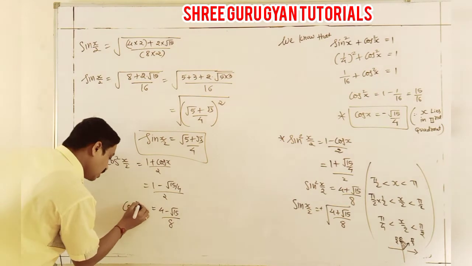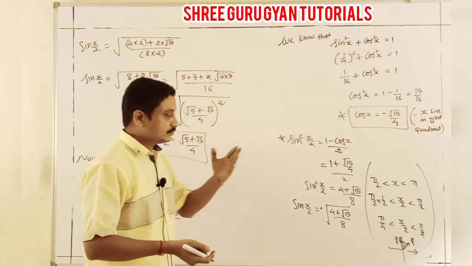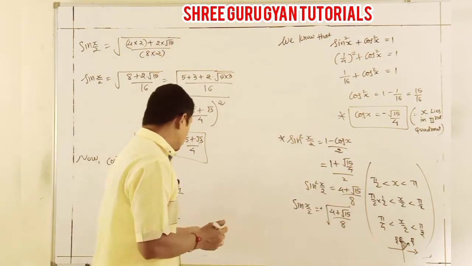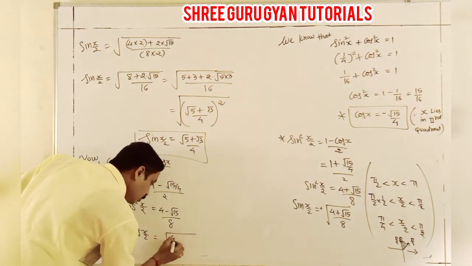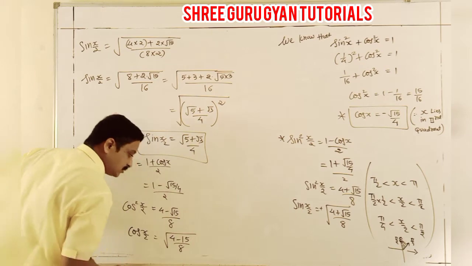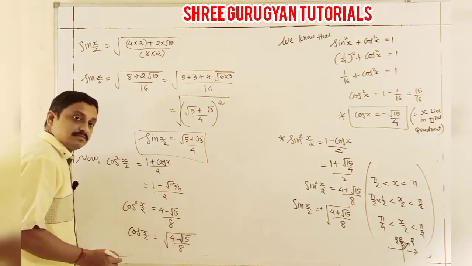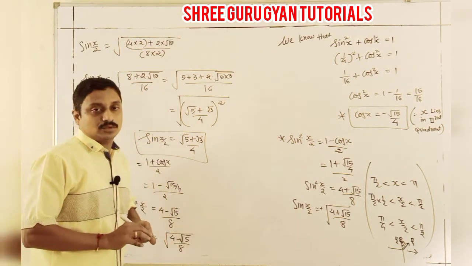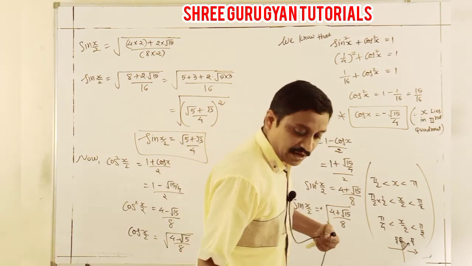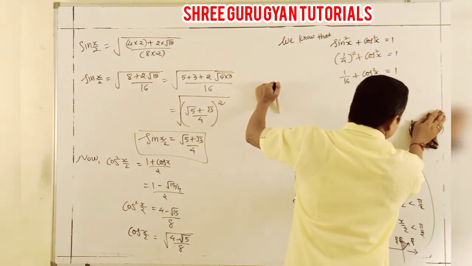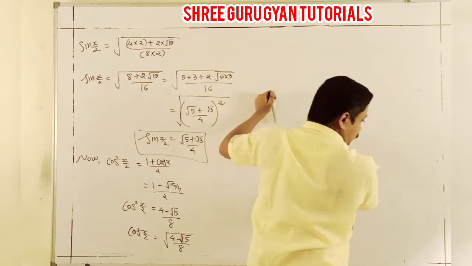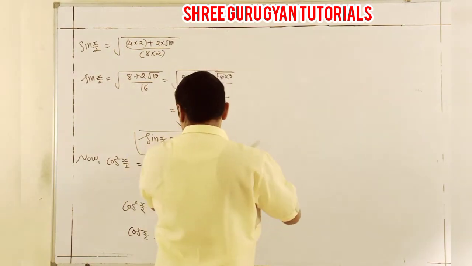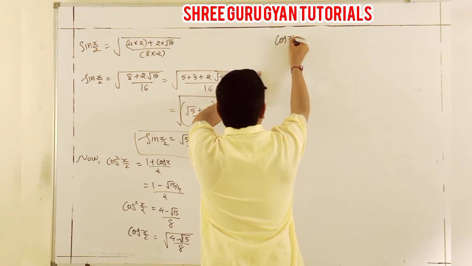Here again, I already checked the condition. First quadrant. So directly write cos x by 2 as positive, (4 minus root 15) by 8. And here also, students, multiply and divide by 2, and they get the perfect square values. Again create. So your value of cos x by 2.